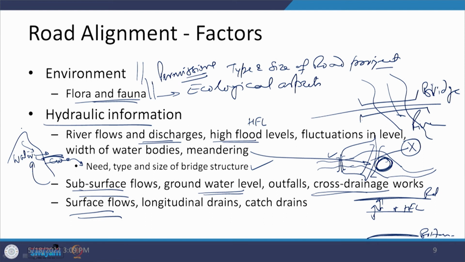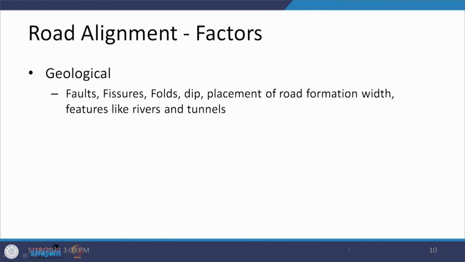Similarly, the surface flows need to be taken care of. There is precipitation, the rainfall is there, and therefore, the water will come flowing like this. So, you have the surface flow, and this surface flow needs to be taken care of by way of catch drains or longitudinal drains, so that the water is accumulated in that, and wherever it is feasible, it is taken out of the system without creating any problem. So, these things also need to be taken care of depending on which particular terrain and what particular conditions your alignment is passing through. Then geological factors are also there.